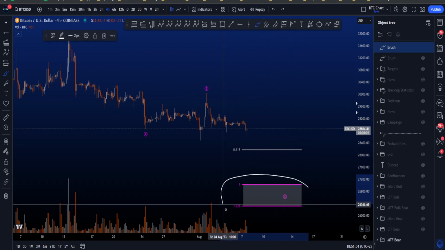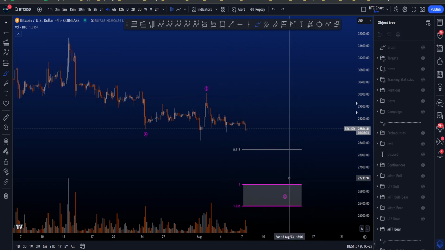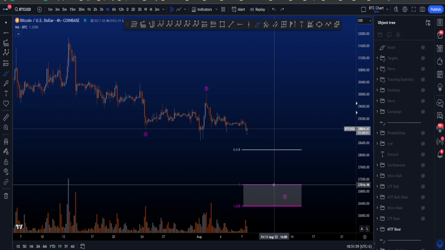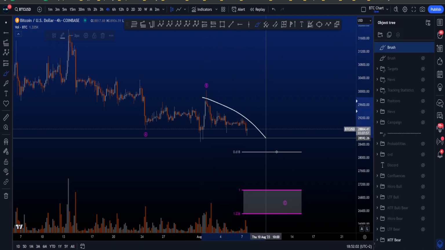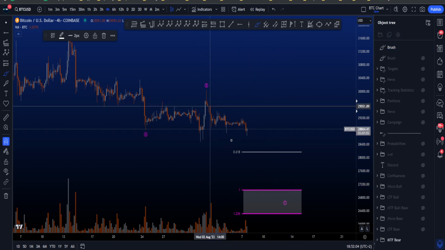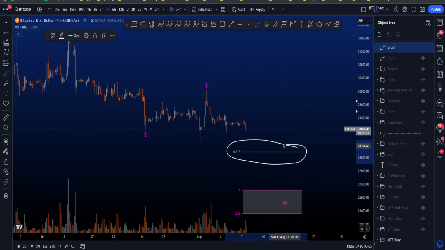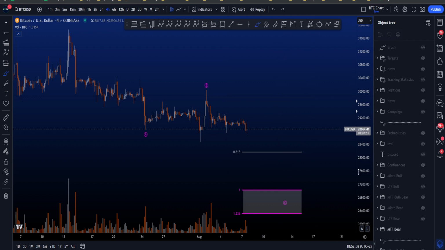downside, where the most common target for wave C is between the 1 and the 1.236, sitting between 27k and 26.3k. Now that means we are then looking for a 5-wave move to the downside, with a rare target for C being the 0.618 at 28.1k.